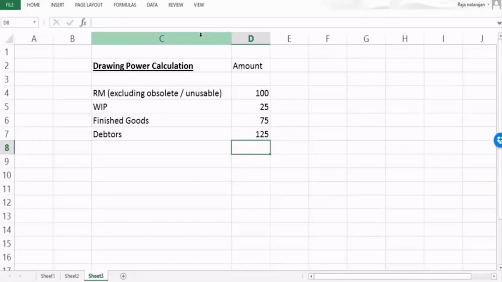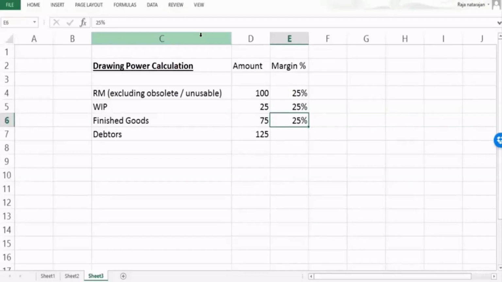Now the bank will not lend against all these amounts fully, because the bank would expect the owner also to contribute, and that they ensure by having a provision for what is known as margin. So first let's say what is going to be the margin in percentage. The bank will not fund against the entire raw material. Bank would expect the owner to contribute at least 25%. Same is the case for work in progress and finished goods, and that is going to be more or less a common norm. Okay.